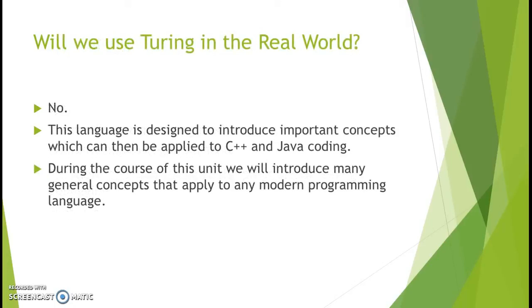So the downside of using Turing is that it is not going to be precisely a model for real-world programming. The language introduces concepts which would have to be modified slightly if we want to do C++ or Java coding. So we use these general concepts, and those general concepts will apply to any modern programming language as you move forward if you decide to do coding in the real world.